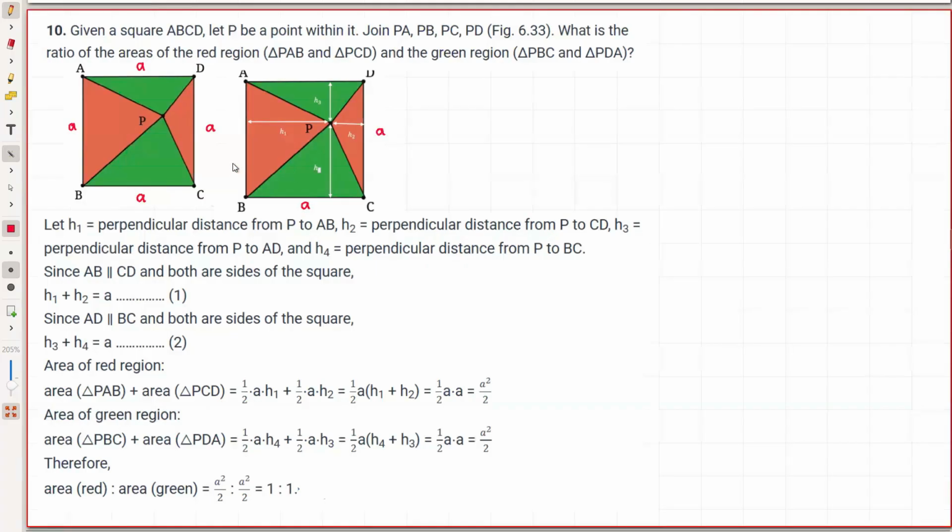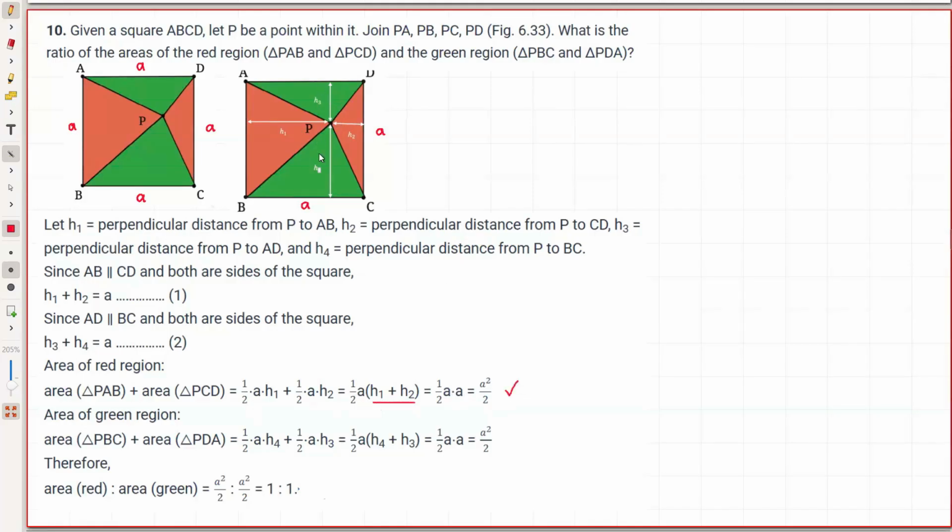Now, first you will find the area of triangle PAB, half of base into height. The same for the red region, so PCD, this is also half of base into height. For both, A is common, so I am taking A outside, leaving H1 plus H2. If you add H1 plus H2, we get A. So 1 by 2, A into A is A square by 2.